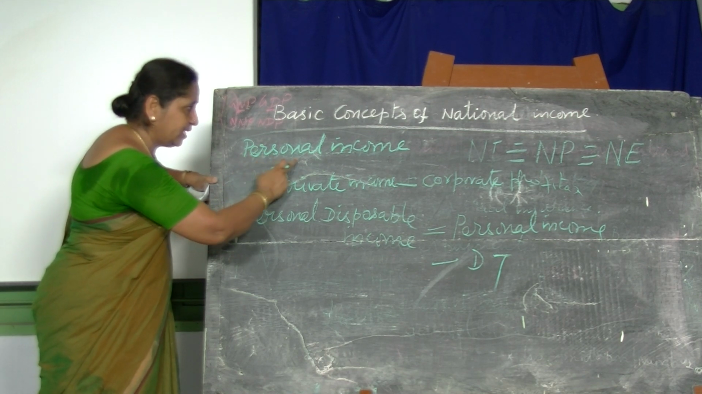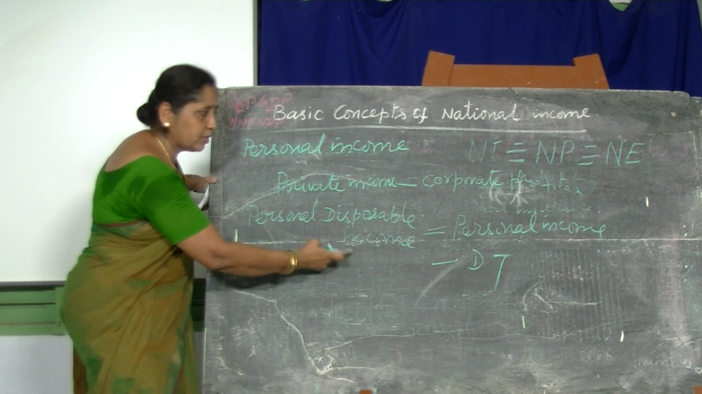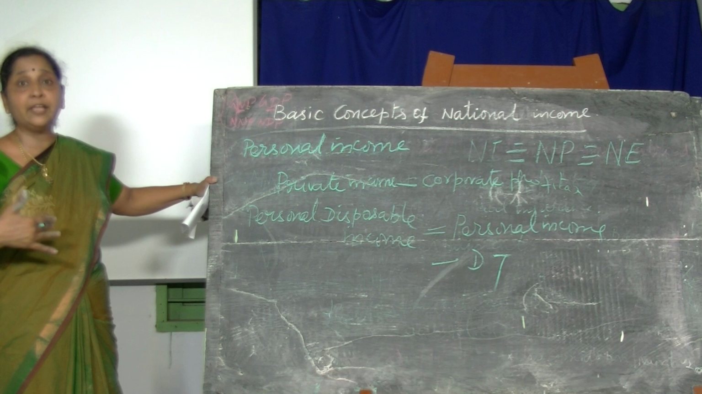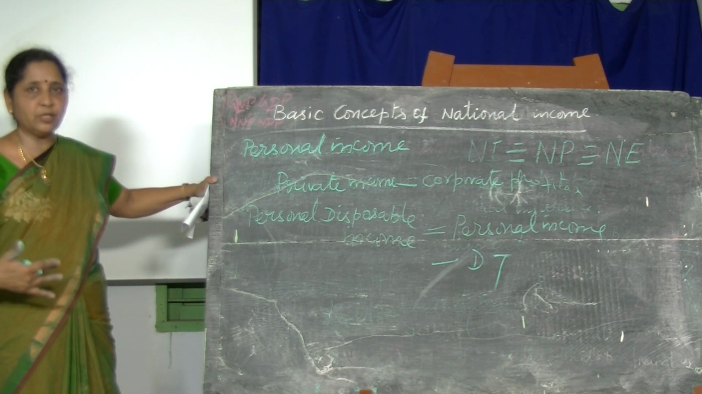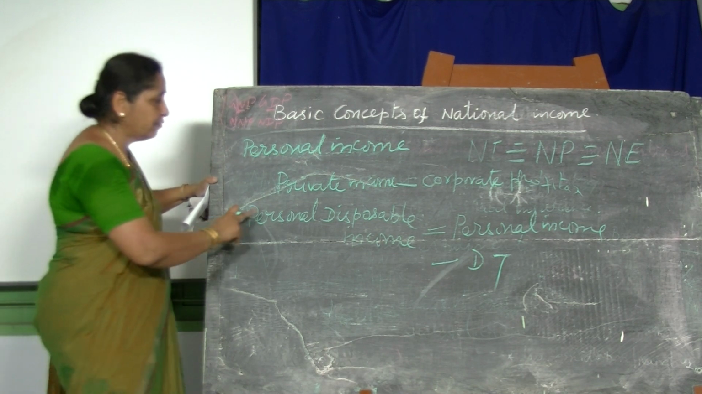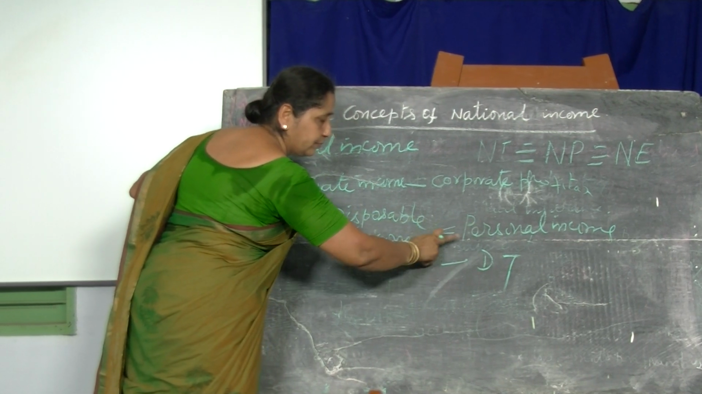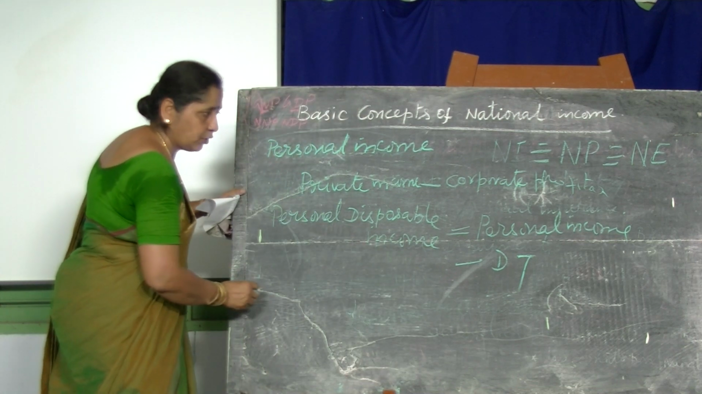Then personal income was calculated from private income. Then personal disposable income was calculated from personal income, isn't it? So there is a relationship from one how to get the other one. There is a relationship which is known as the relationship between the aggregates. So from personal income, if we subtract direct taxes, we get personal disposable income.